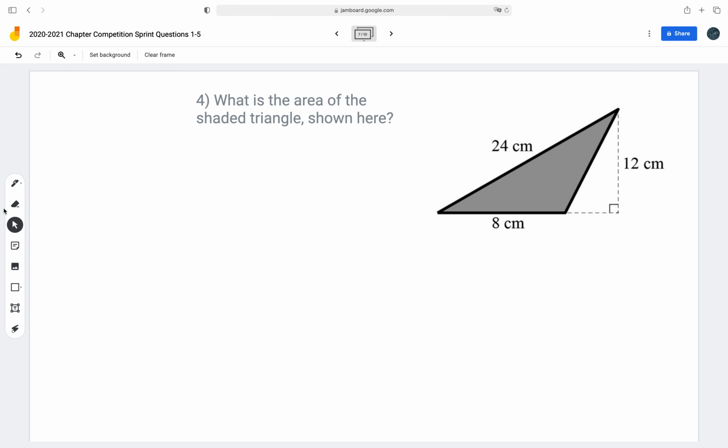Alright, the next question. What is the area of the shaded triangle shown here? Okay, so we have a shaded triangle right here. That one. So, a formula that you really want to know for the area is half times the base times the height. And I think I see a base and a height. So let's just see if this works. This is the area of triangle.